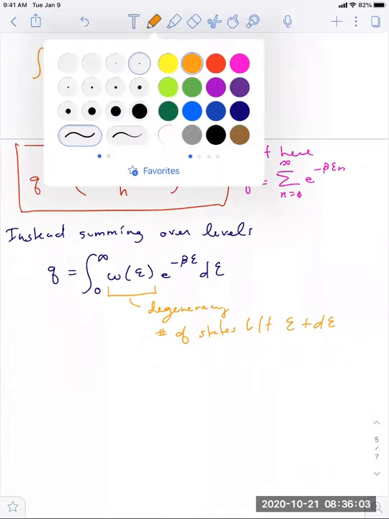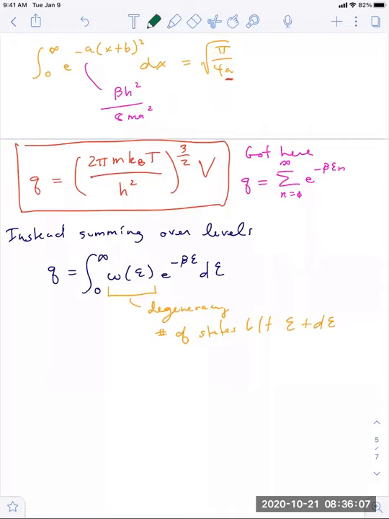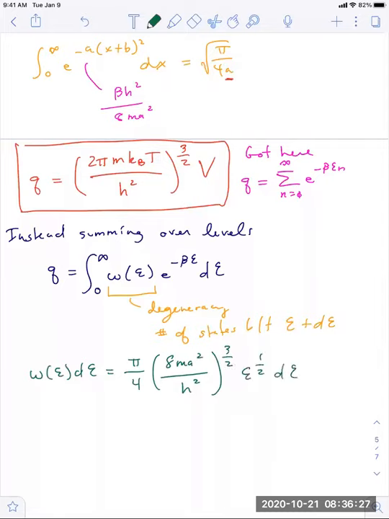So from the same kind of classical quantum mechanical problem of the particles in a box, we know the density of states can be written like this. So that's the degeneracy times this increment in the energy equals pi over 4 times this similar term, 8ma squared over h squared to the 3/2, and it goes with the square root of the energy and then times the increment in the energy.